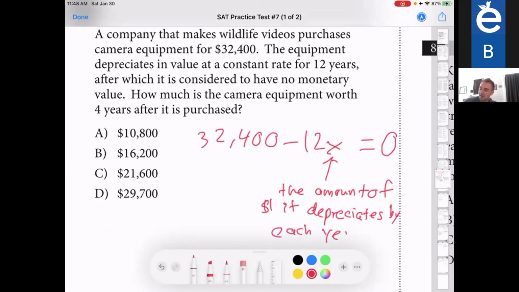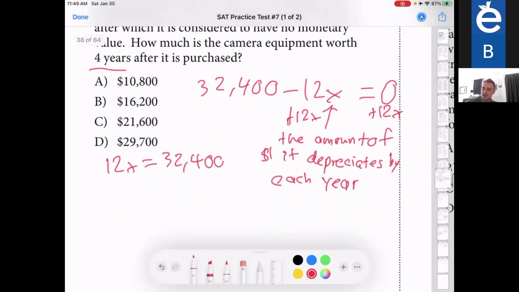I can find what that value is for x. And then the question is saying, how much is the equipment worth after 4 years? Well, if I can find out how much it loses within 1 year, I can multiply that by 4 and then take that away from my original. So let's solve for x here. 32,400 minus 12x is equal to 0. I'm going to add 12x over. So my equation is now 12x is equal to $32,400. Going to divide by 12.